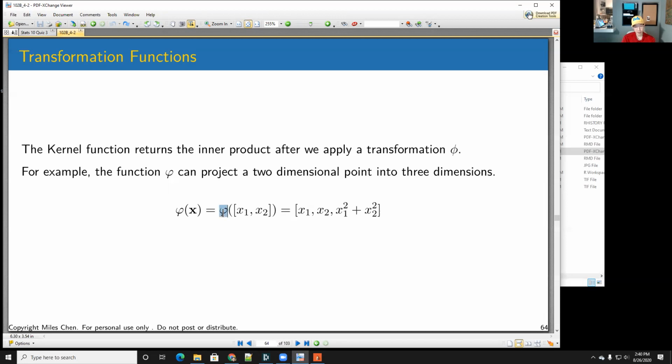So I could define some function phi and say when you apply phi to the vector x1, x2, the transformation function returns a 3-dimensional vector: x1, x2, and x1 squared plus x2 squared. All we're doing is taking our point that exists in 2D and adding a third dimension, or applying a function that transforms it into a higher dimensional space.